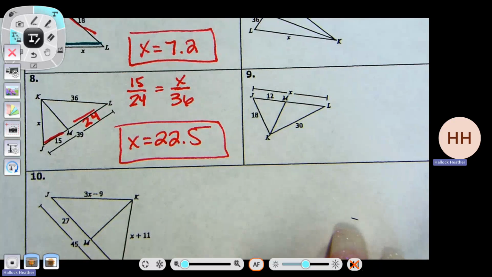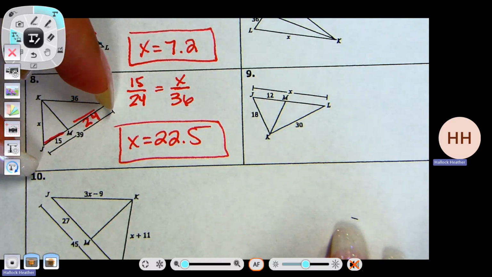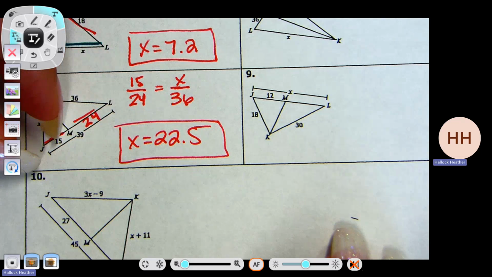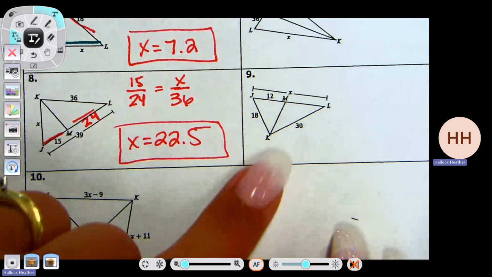Number 9, you have to think. This whole thing that we just did was 39. The little tiny piece was 15. So we took 39, we minus 15 because the big piece was 39, the little piece was 15. So we subtracted them.